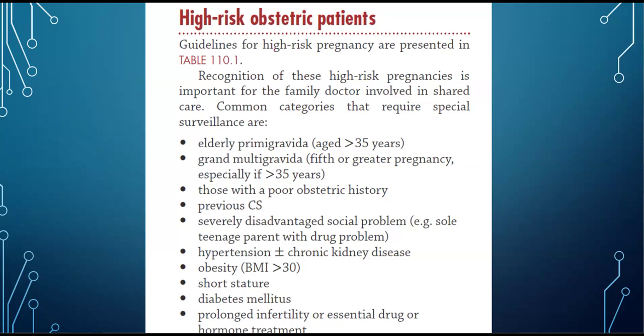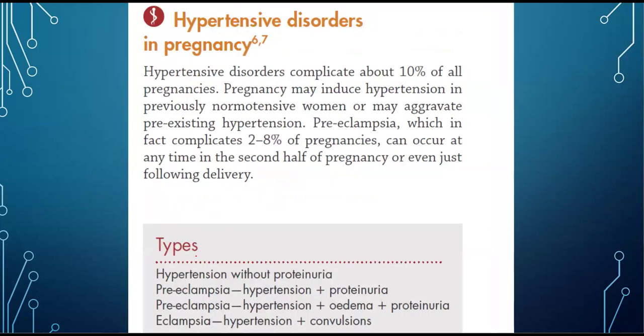So what are the high-risk pregnancy cases? Definitely an elderly primigravida, meaning a first-time pregnancy in a patient who is above 35. Grand multigravida, so if someone has got 5 or more pregnancies. Prior poor obstetric history, someone who had complicated labor, is always high risk. Previous C-section, hypertension, obesity, short stature, diabetes. All of these are high-risk pregnancy patients.